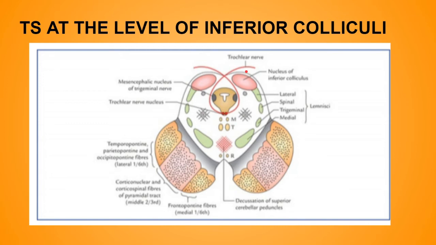The fibers of the trochlear nerve decussate with each other in the superior medullary velum and wind around the lateral aspect of the midbrain to enter the lateral wall of the cavernous sinus. Now this is the mesencephalic nucleus of the trigeminal nerve. This nucleus lies in the lateral edge of the central grey matter and receives the proprioceptive impulses from the muscles of mastication, teeth, ocular and facial muscles.